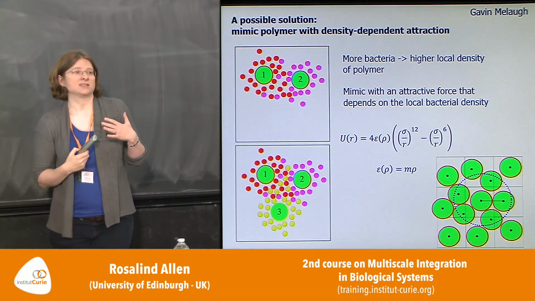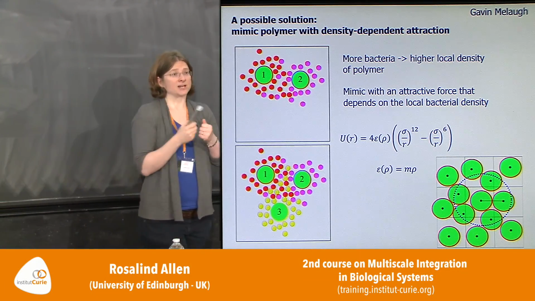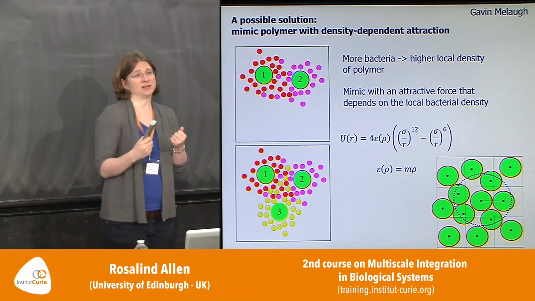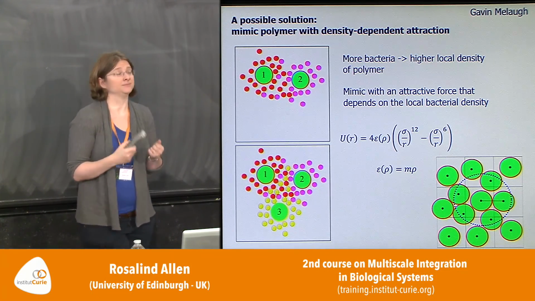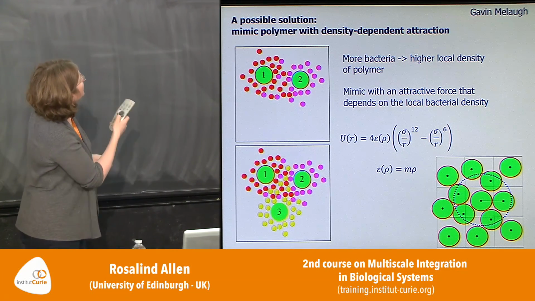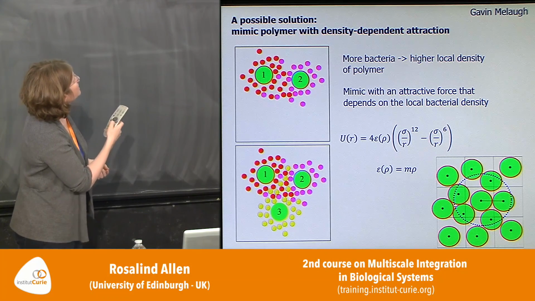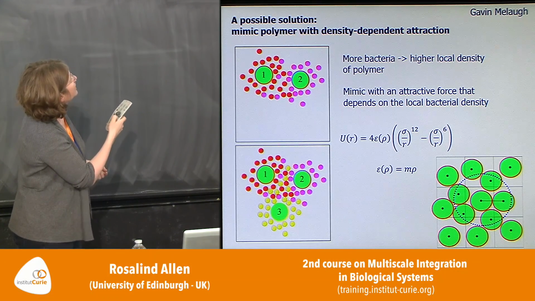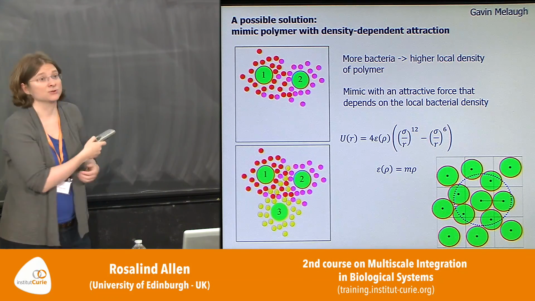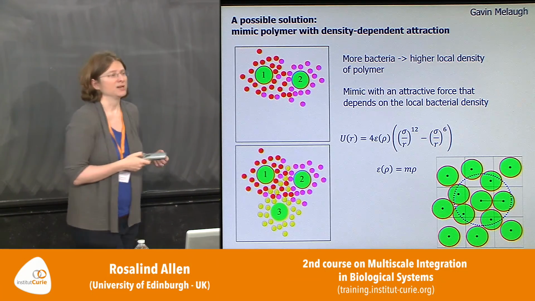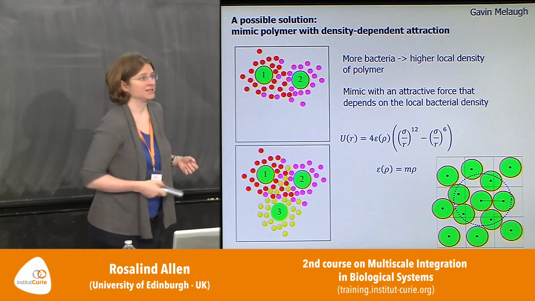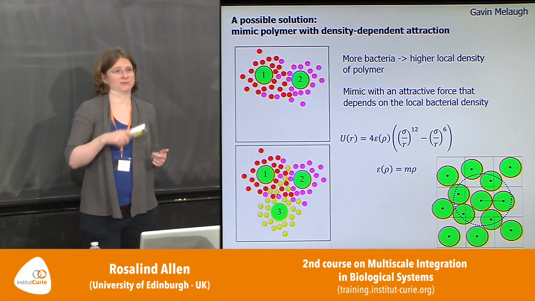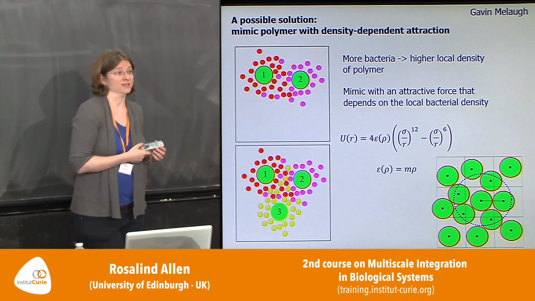And so what this translates into is an interaction potential between bacteria which is dependent on the local density of the bacteria. So actually we've modeled that as a simple attractive Lennard-Jones interaction, but the pre-factor of the interaction is proportional to the local density. And in the simulation we measure the local density by just drawing a little sphere around the central bacterium and counting the number of other bacteria that are inside this sphere.